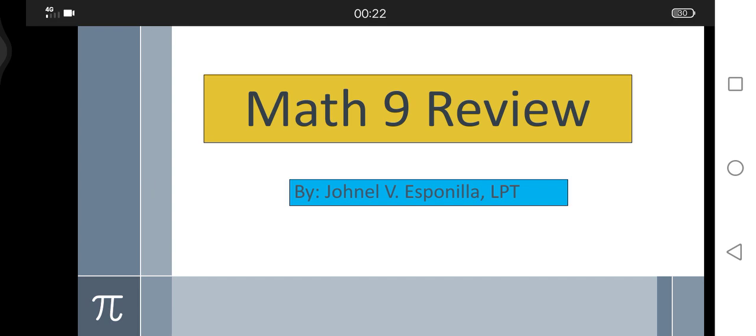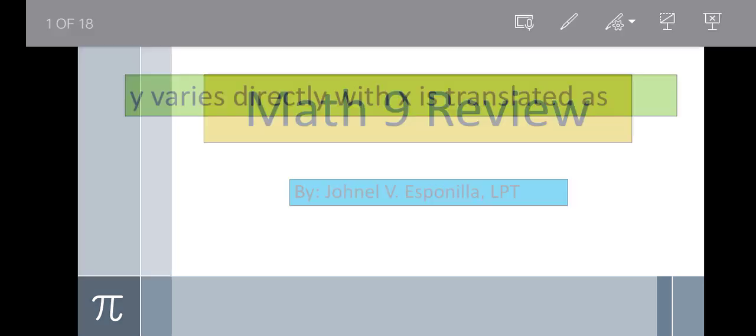So the coverage of this review are as follows: the variations, namely direct, inverse, and joint variation, ratio and proportion, similar polygons, and similar triangles.